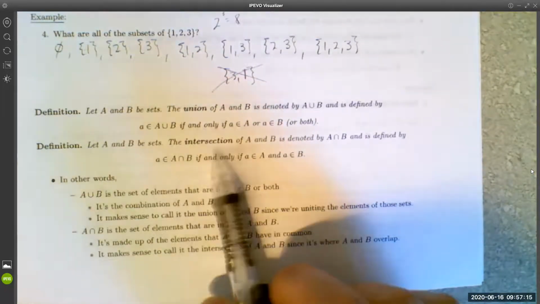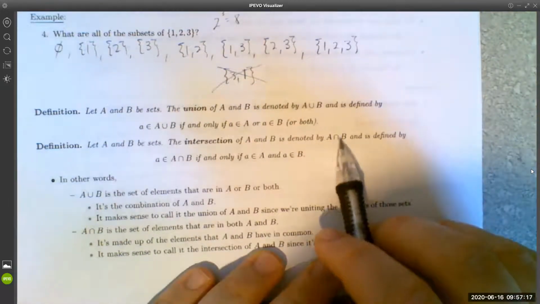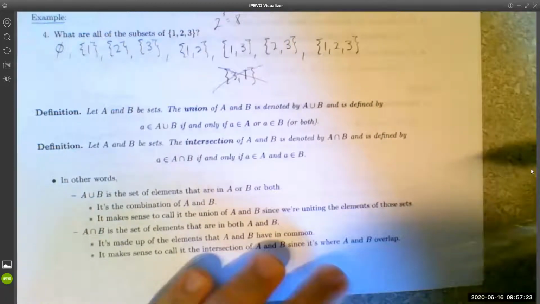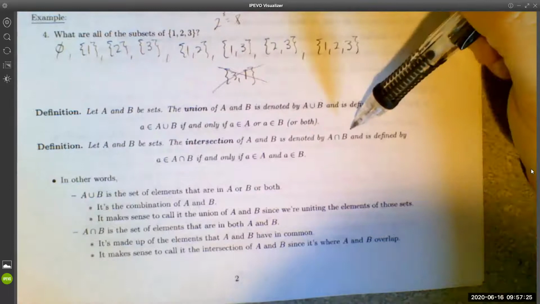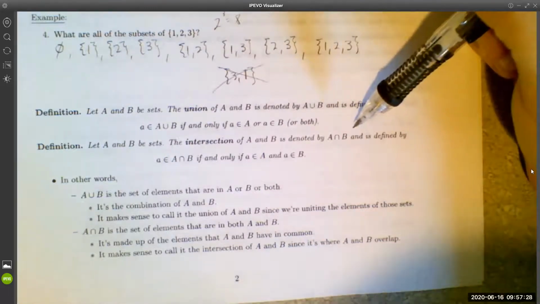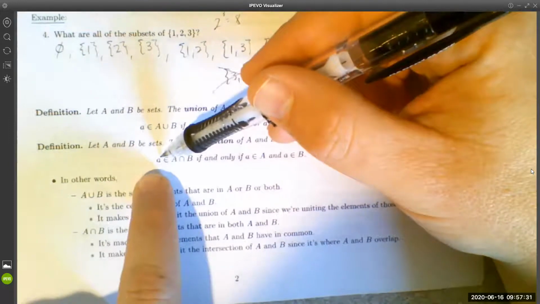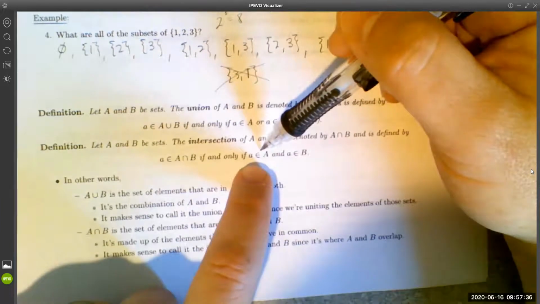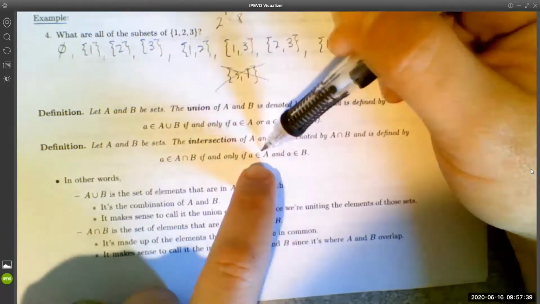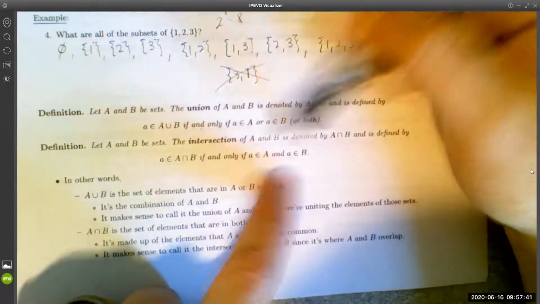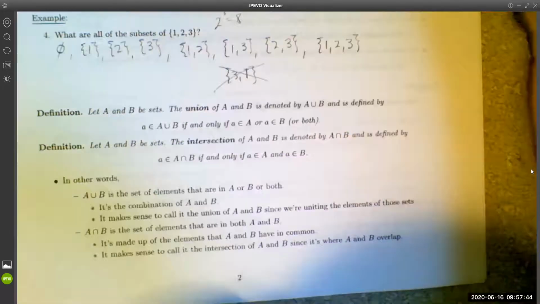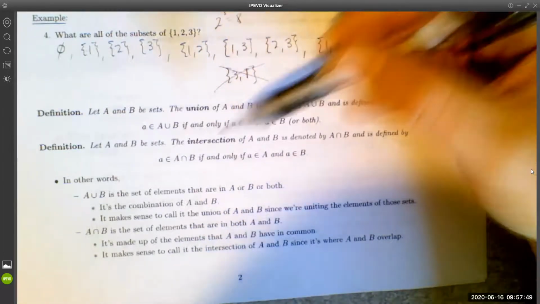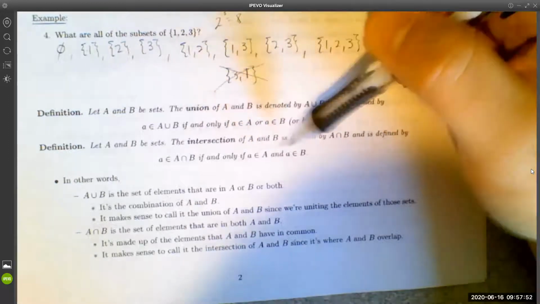The intersection of A and B is denoted with this little ∩ symbol. So we would read this A intersect B. A intersect B is the overlap of A and B, right? So an element is an element of A intersect B if and only if it's an element of both A and B. Okay, so it has to be an element of both of the sets in order to be in the intersection. So to be in the union, it just has to be an element of at least one of the sets. To be in the intersection, it has to be an element of both of the sets.